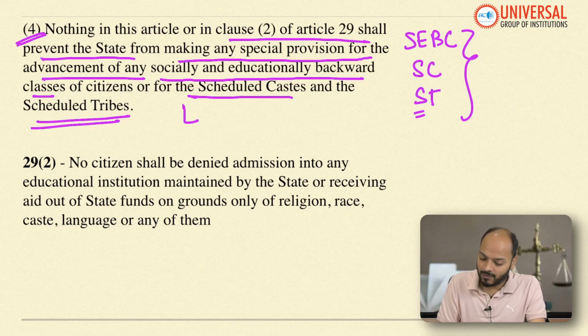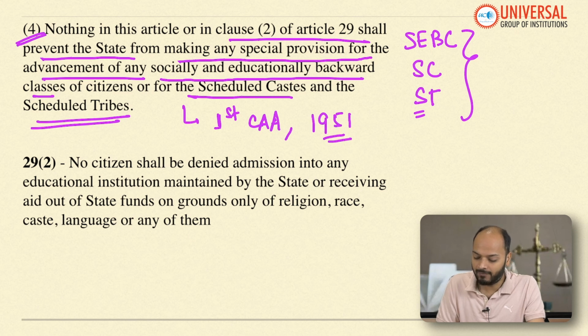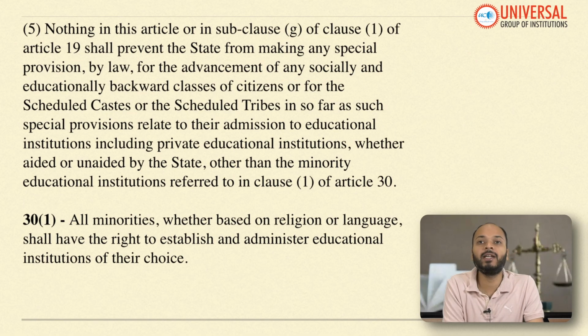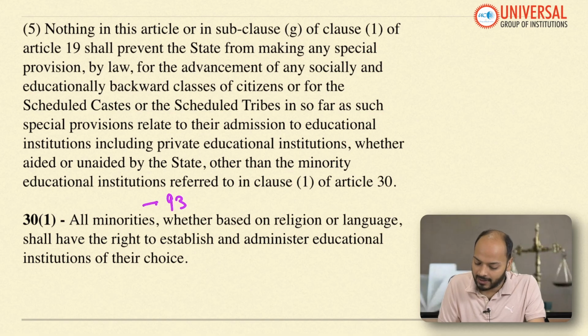This 15 subclause 4 was added by the First Constitutional Amendment Act in the year 1951. It was not there in the original Constitution. That, please remember. Moving forward, 15 subclause 5. Now 15 subclause 5 was added by the 93rd Constitutional Amendment Act in the year 2005.